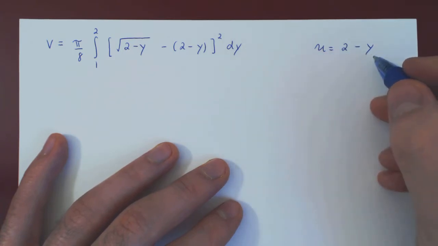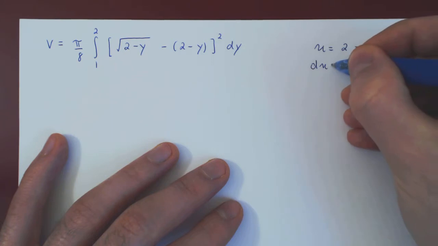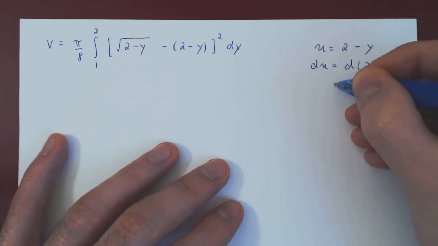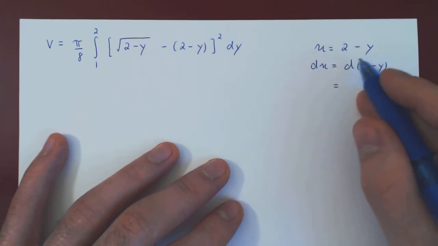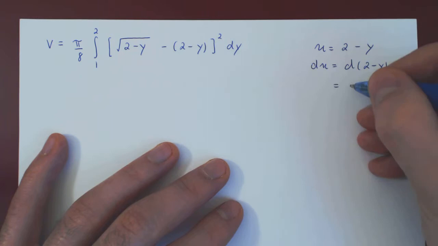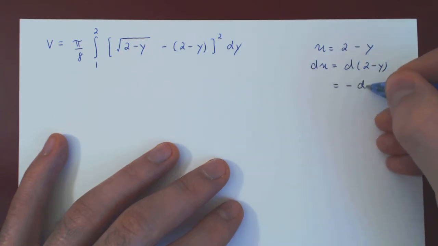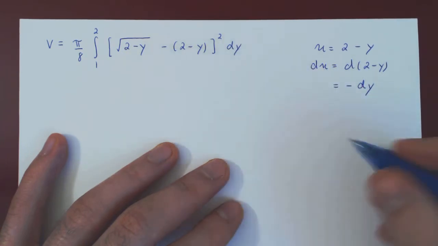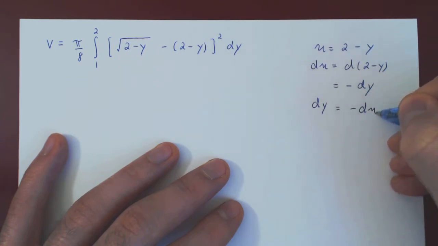If u equals 2 minus y, the differential of u, du, will be the differential of 2 minus y. The differential of 2 minus y, of course, is the derivative of the function with respect to y, which is -1, times dy, as we have a function of y. So du is negative dy. We'll want to solve for dy. Therefore, dy is simply negative du.